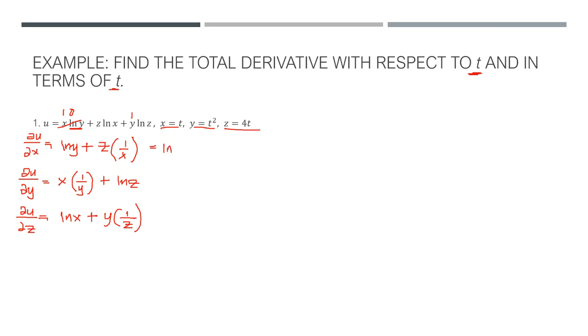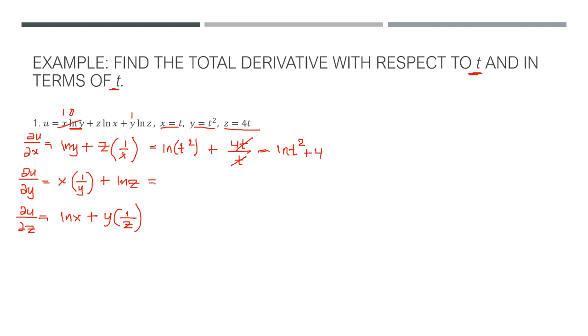Okay, so simplifying this, or substituting the values of our x, y, and z, we have ln y, where y is t squared, so ln of t squared, plus our z, which is 4t, all over our x, which is t. So basically, we can cancel this, so that this is equivalent to ln t squared plus 4.